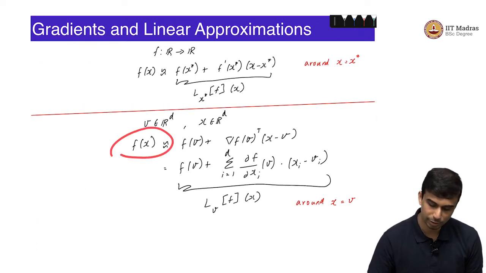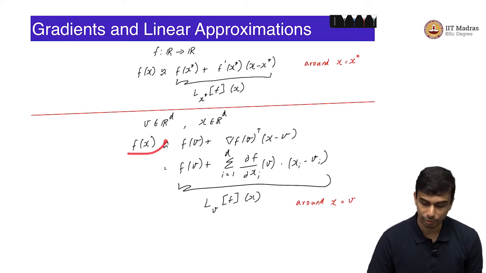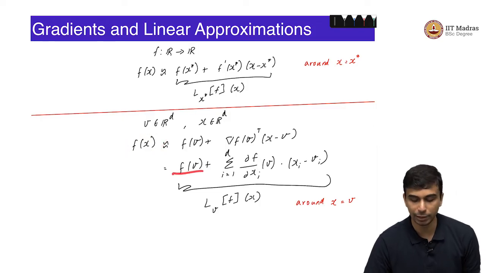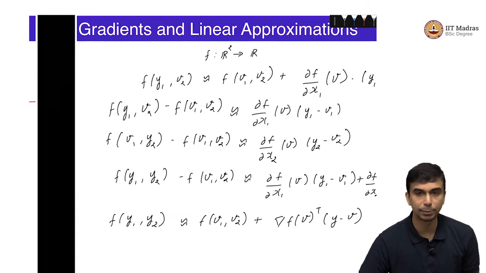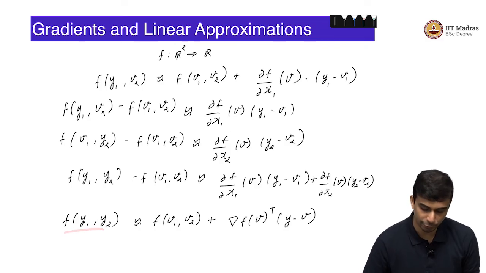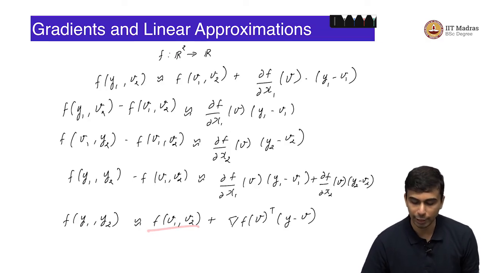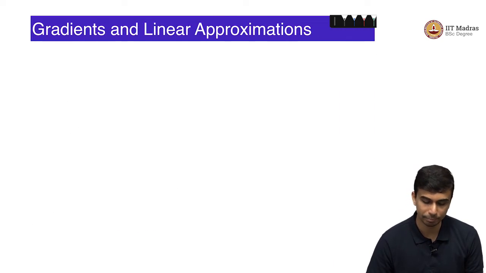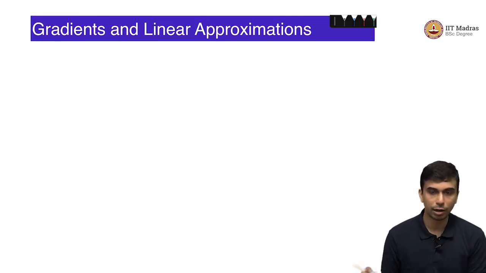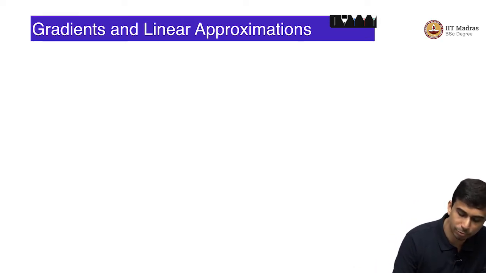Remember, that is the gradient of f of x is approximately f of v plus grad f of v transpose x minus v. Right. Or in other words, f of y is approximately equal to f of v plus grad f of v transpose y minus v. Y and x are just dummy variables, they do not really matter. Right. Okay. So, here are a couple of examples to run.